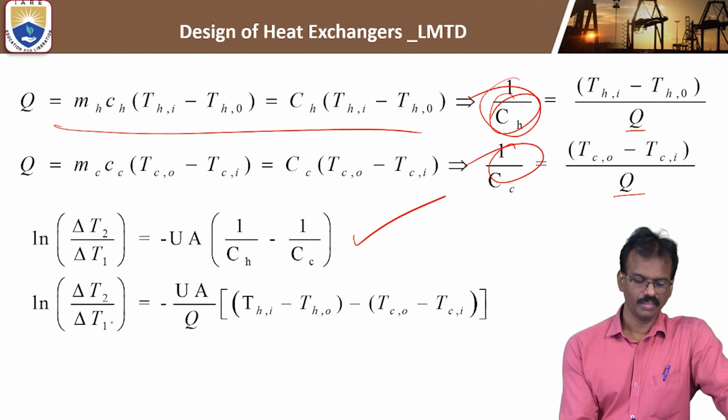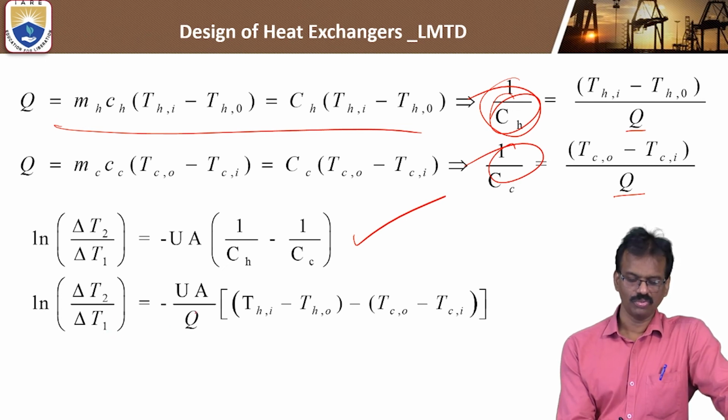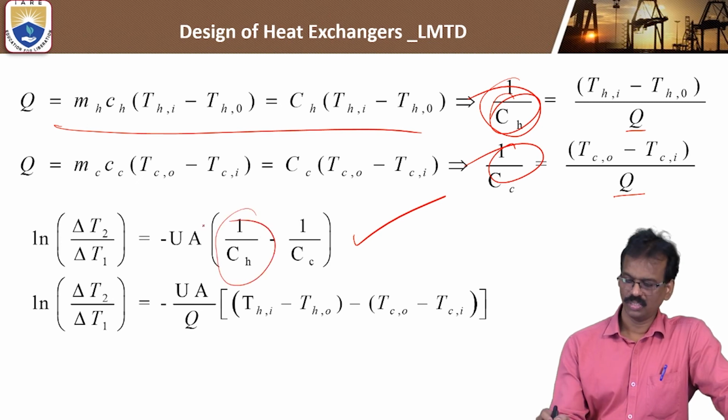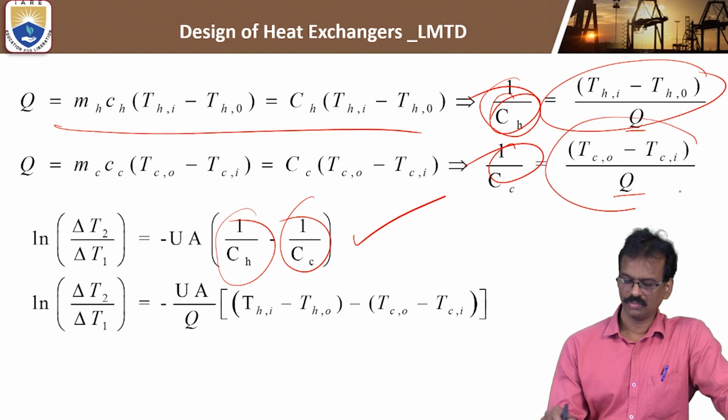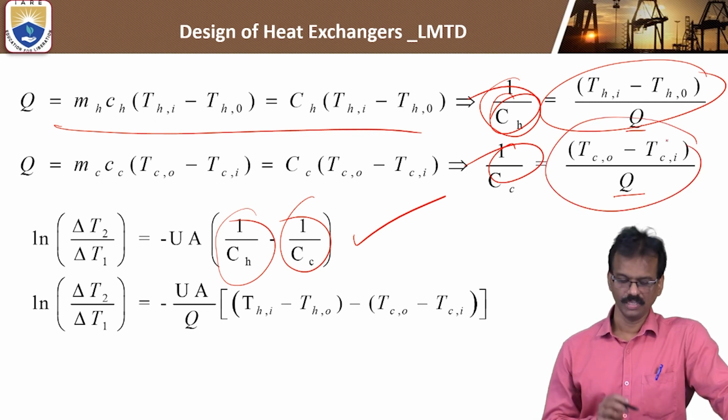Then ln delta T2 by delta T1 is equal to minus UA by Q into, so 1 by CH value is nothing but this one, and 1 by CC value is nothing but this one. If you substitute these, you will get it.